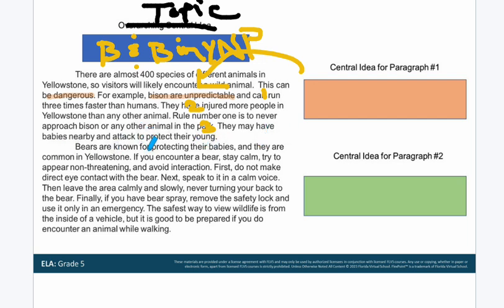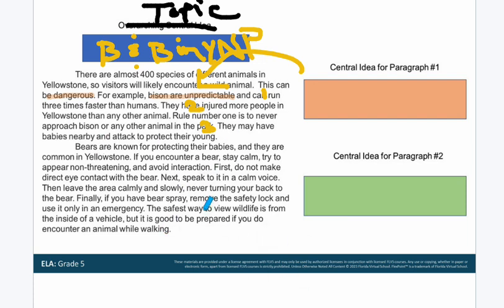So bears are known for protecting their babies. They are common in Yellowstone. If you encounter a bear, stay calm, try to appear non-threatening, and avoid interaction. First, do not make direct eye contact with the bear. Next, speak to it in a calm voice. Then, leave the area calmly and slowly, never turning your back to the bear. Finally, if you have bear spray, remove the safety lock and use it only in an emergency. The safest way to view wildlife is from the inside of a vehicle. It is good to be prepared if you do encounter a wild animal while walking.